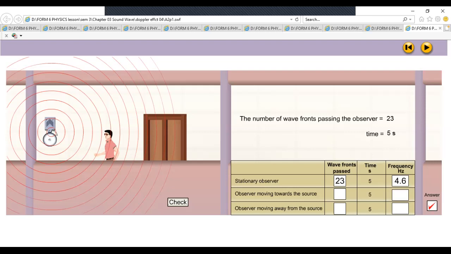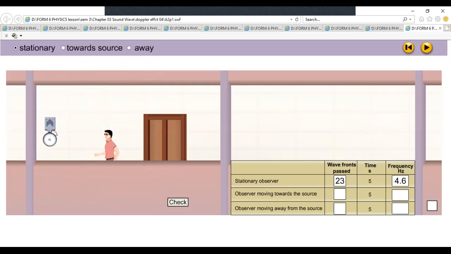So we check, correct. Now, what will happen when the observer moves towards the source? Again, now the observer moves towards the source. The bell is stationary and produces a constant frequency of sound.